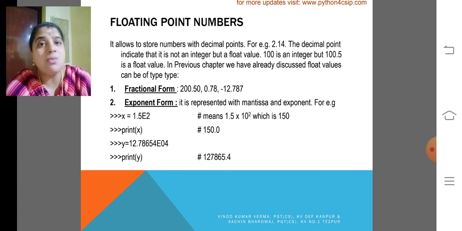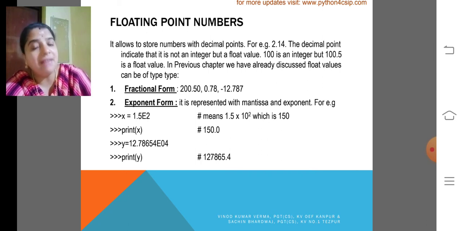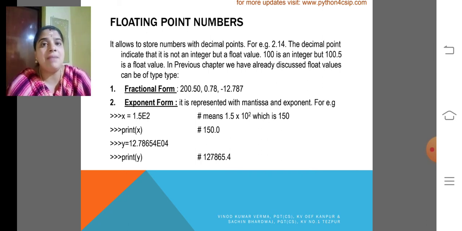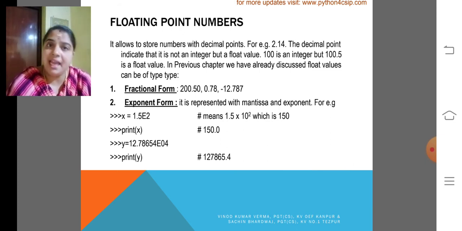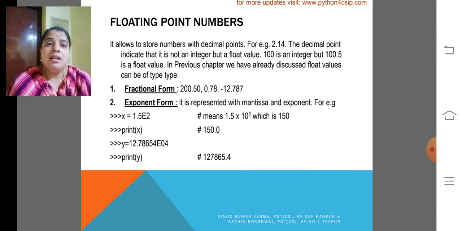So my dear children, what is the second category of numbers data type? It is float. Actually, we had studied about integer type. Here we have discussed floating point numbers. Once again I am reminding, floating point numbers can be either positive or negative. Look at the next one.